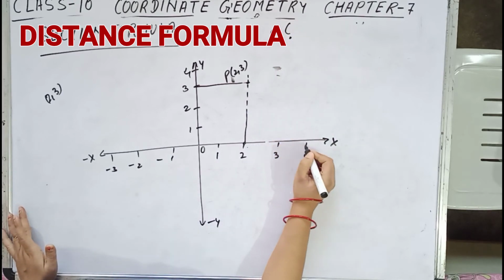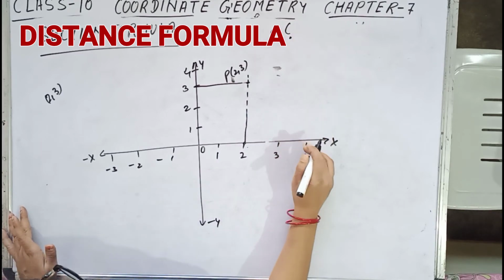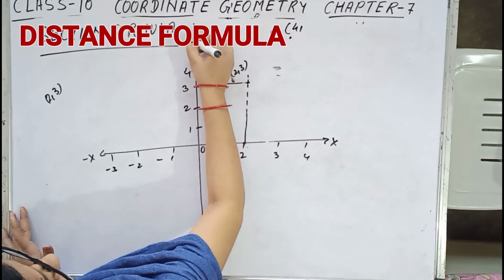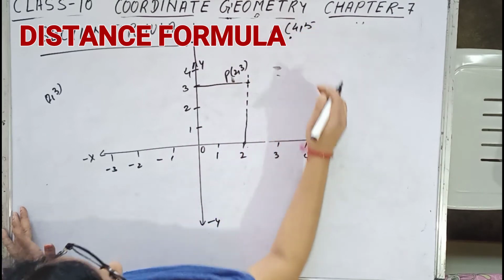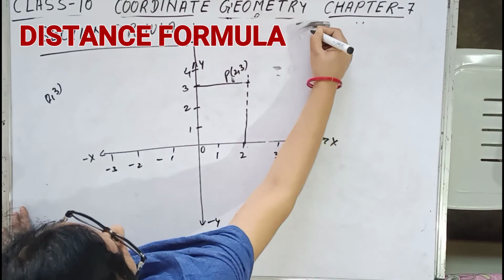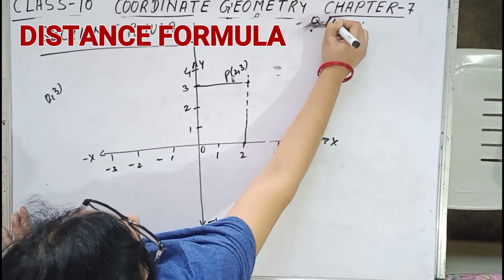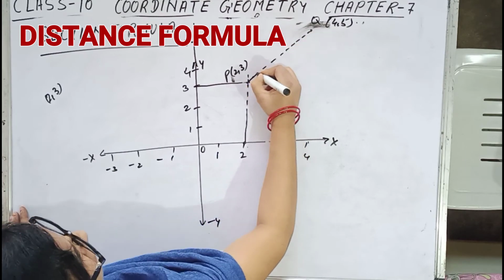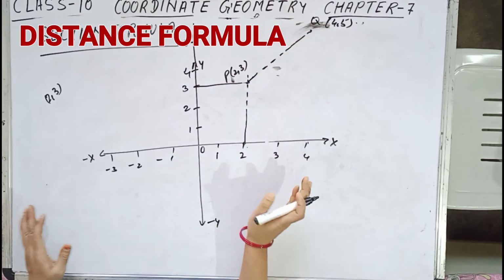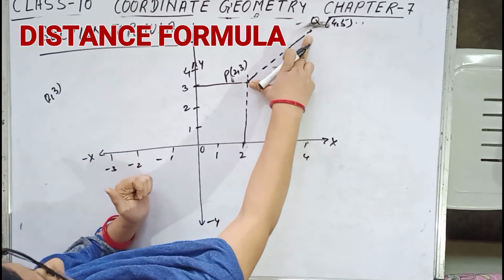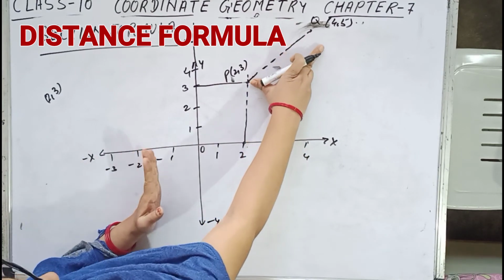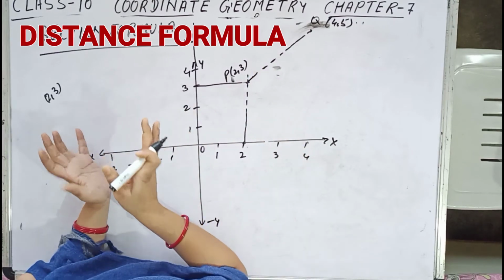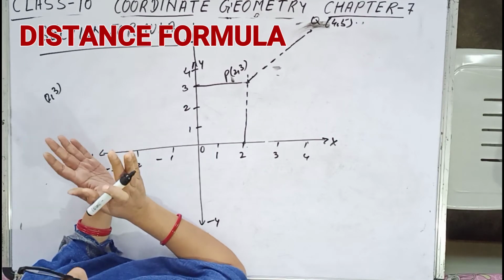Let us suppose Q is (4, 5). Let it be here. Q is 4 and 5. Now if I join this line segment PQ, and if anyone asks you what is the distance PQ, or the distance between P and Q, to find that distance PQ we have derived one formula, and that formula is called the distance formula.